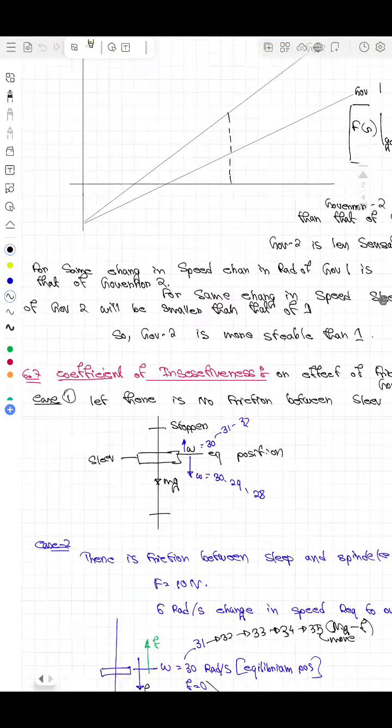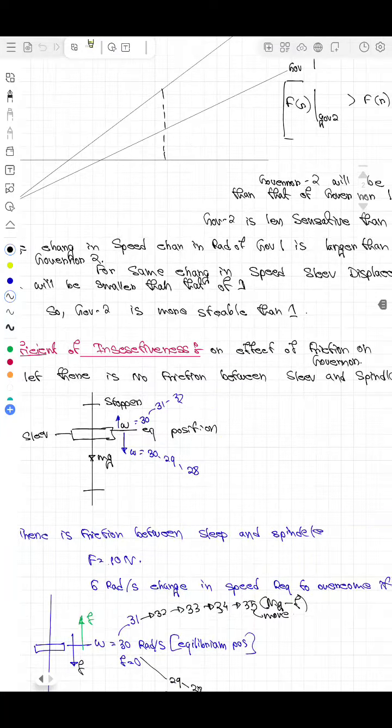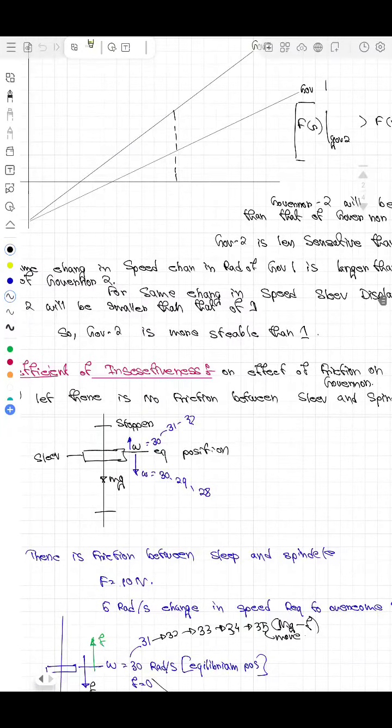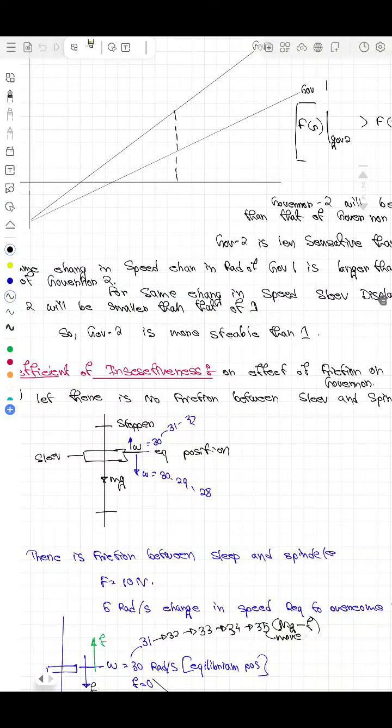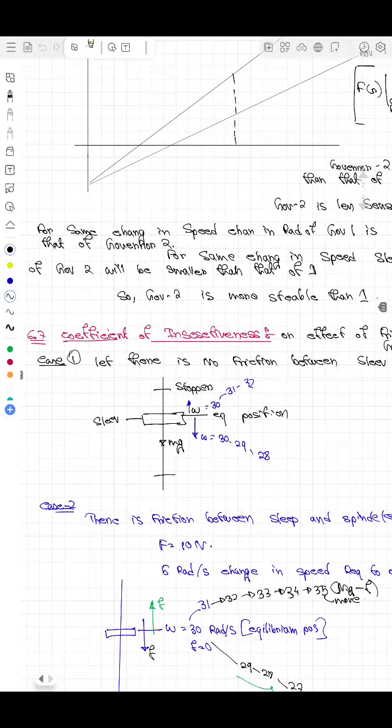Then the coefficient of insensitivity, that is second. So the effect of friction. Due to friction, this is the thing that we can see here. There is no friction between the sleeve and spindle, but when the friction is there, what will happen? That is the omega, that is the force.